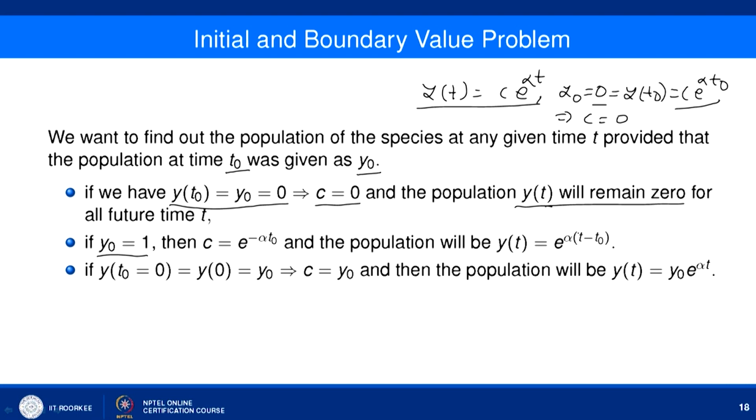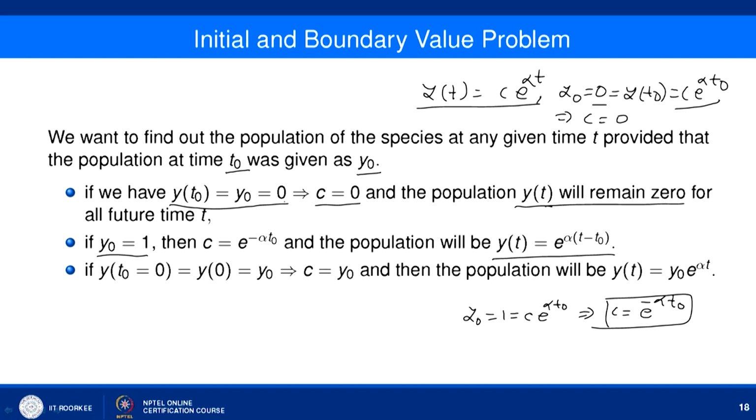That also you can check here: in place of 0, it is 1. So if 1 equals c e to power alpha t naught, then c is coming out to be e to power minus alpha t naught. So, using this value we can write our solution as y(t) equal to e to power alpha (t minus t naught).